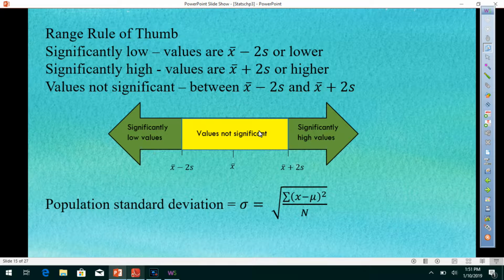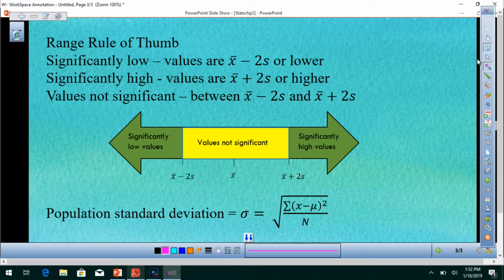The range rule of thumb. Significantly low values are values that are x bar minus 2 times the standard deviation or lower. Significantly high values are x bar plus 2 standard deviations or higher. Values not significant are between x bar minus 2 times the standard deviation and x bar plus 2 times the standard deviation.